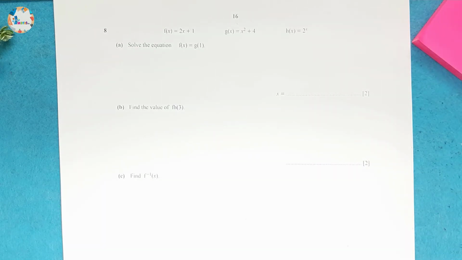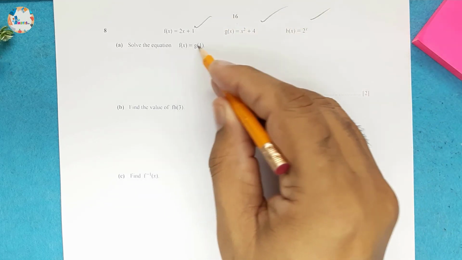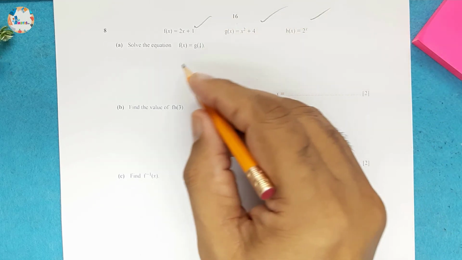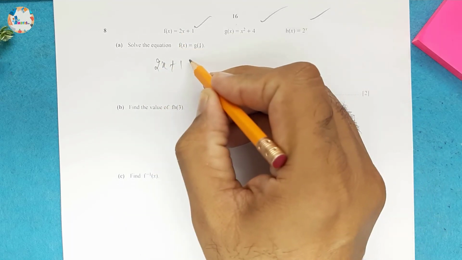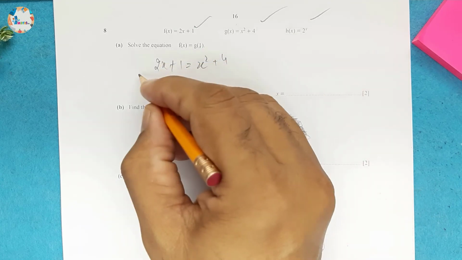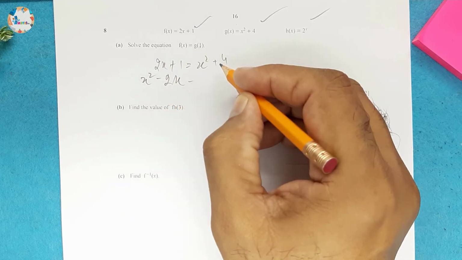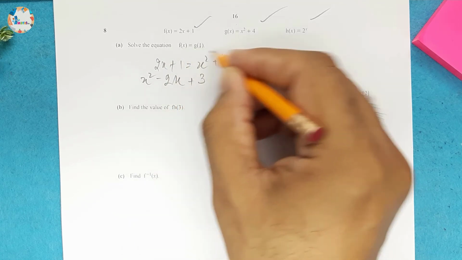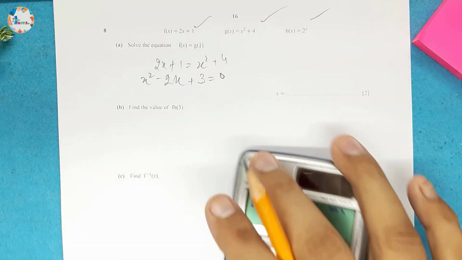Question number 8. Functions. f of x is given, g of x and h of x are given. f of x is equal to g of x. So f of x is 2x plus 1 and g of x is x squared plus 4. We can shift everything to this side. So x squared minus 2x plus 3, 4 minus 1 will be 3, is equal to 0. Now we have to solve this equation.